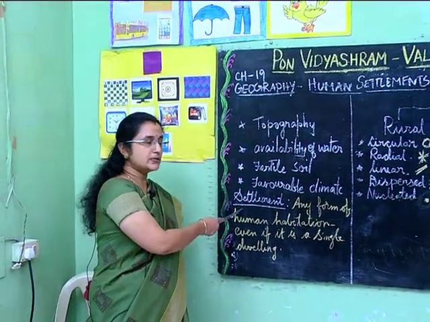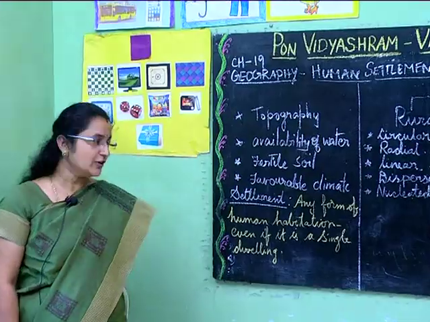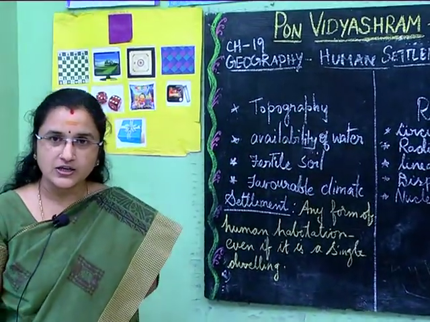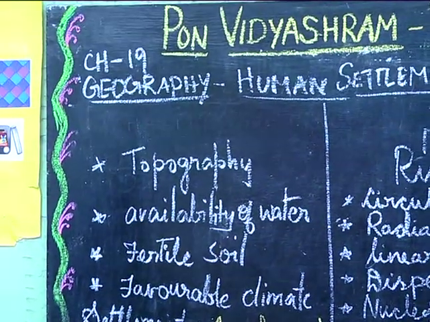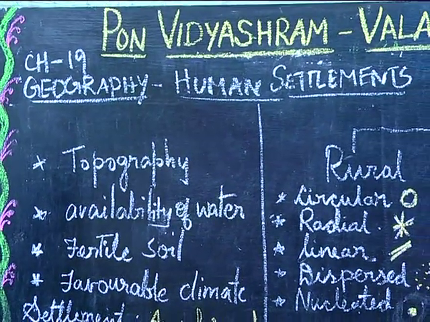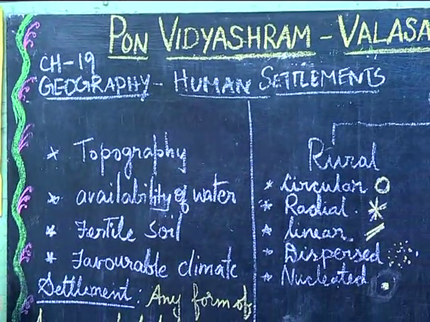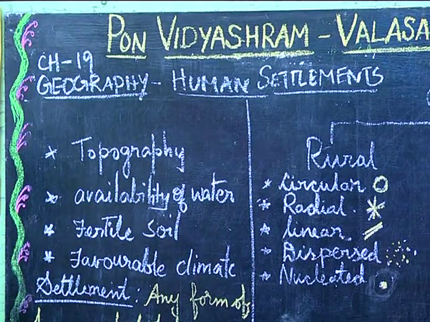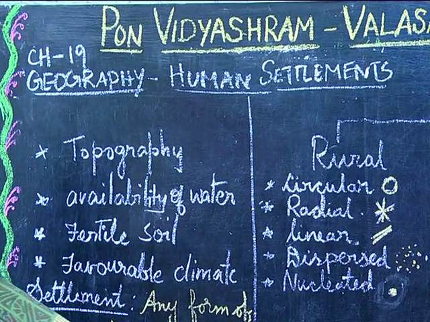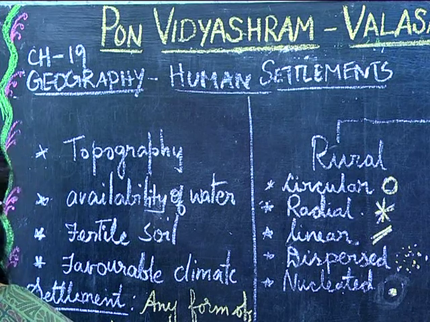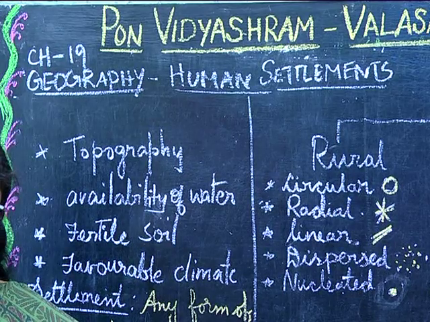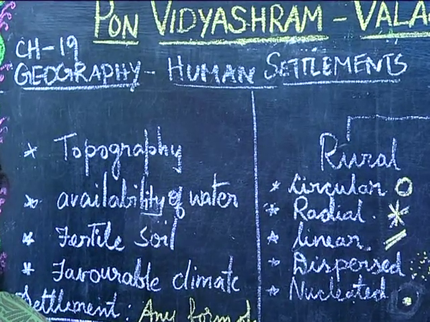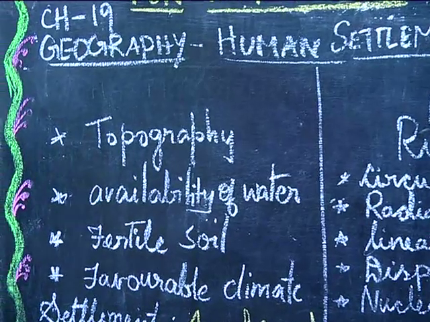Now let's see what is a settlement. A settlement is any form of human habitation, even if it's a single dwelling or a group, where people live together in a cluster. Amongst all the living species, humans have evolved and spread widely in the biological environment. Good instincts and intelligence have made them use all the opportunities of settlement and all the resources as well.